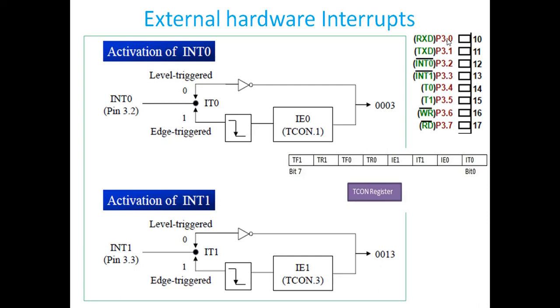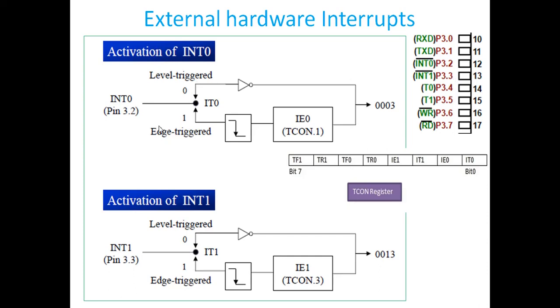You can look at here, this is the port 3 pin configuration. It consists of RxD, TxD, INT0, INT1, T0, T1, WR and RD. So port 3 we can use for simple input and output operation as well as some alternate functions like this. With the help of P3.2 we can generate external hardware interrupt 0. With the help of P3.3 we can generate external hardware interrupt 1.